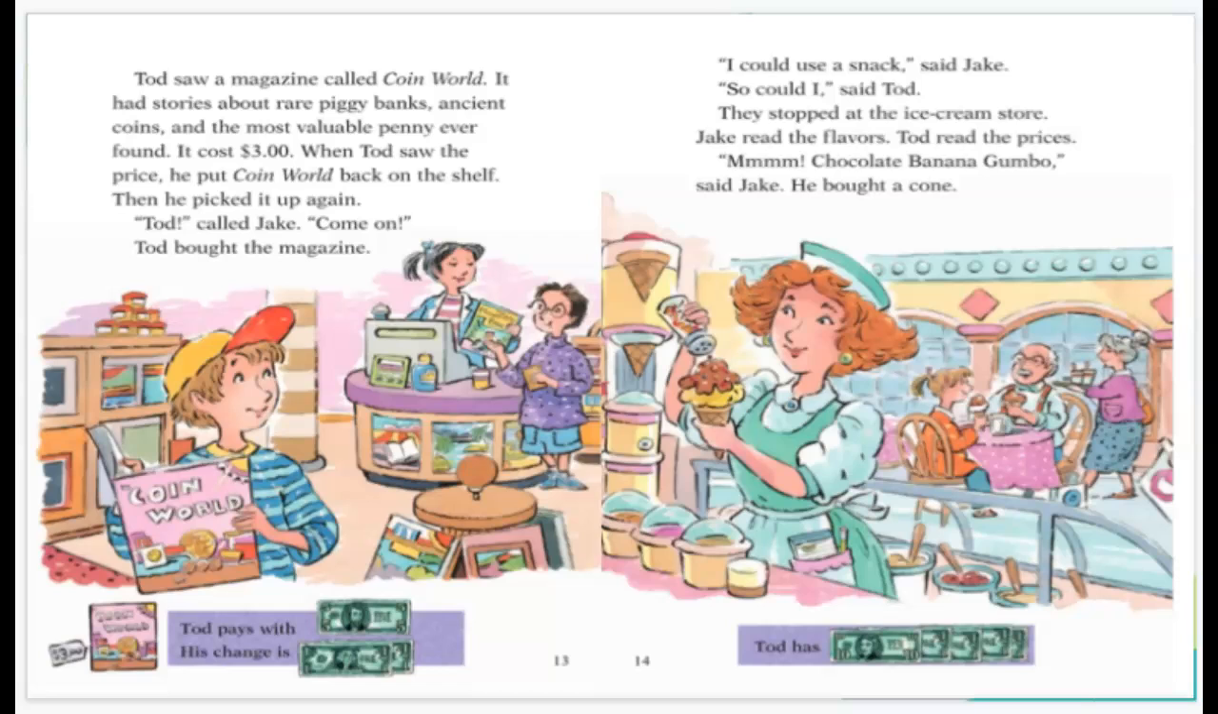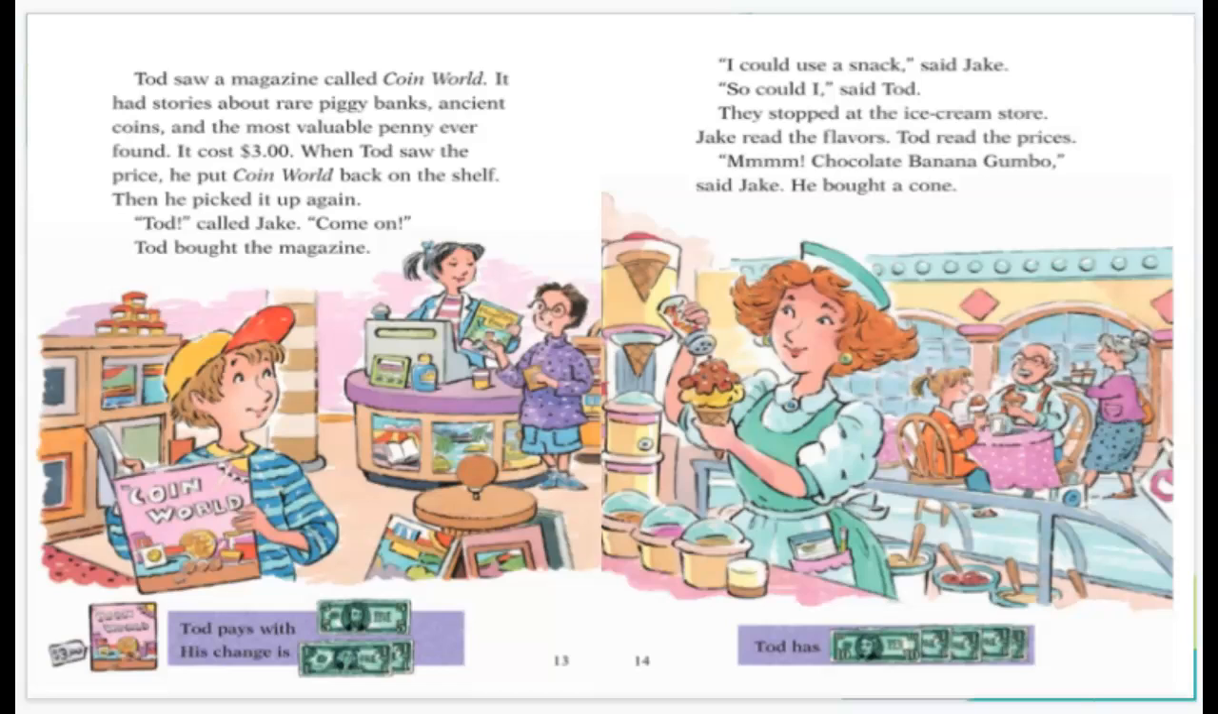Todd saw a magazine called Coin World. It had stories about rare piggy banks, ancient coins, and the most valuable penny ever found. It cost $3. When Todd saw the price, he put Coin World back on the shelf. Then he picked it up again. "Todd!" called Jake. "Come on!" Todd bought the magazine. So the magazine costs $3. Todd pays with a 5. His change is $2.